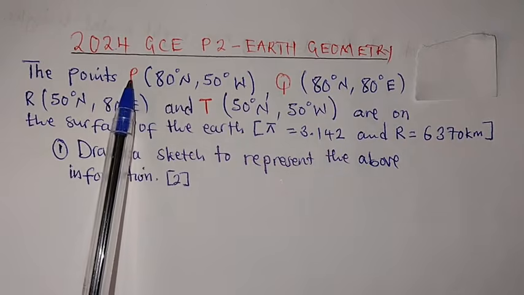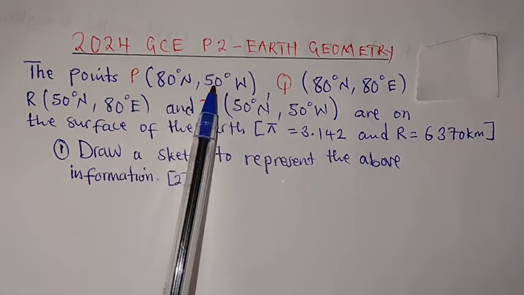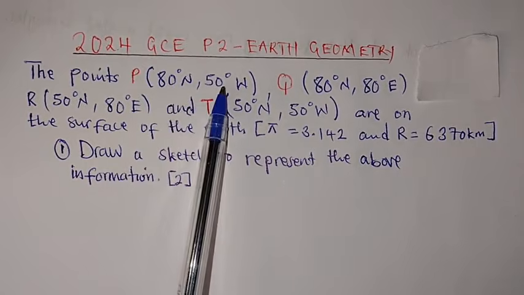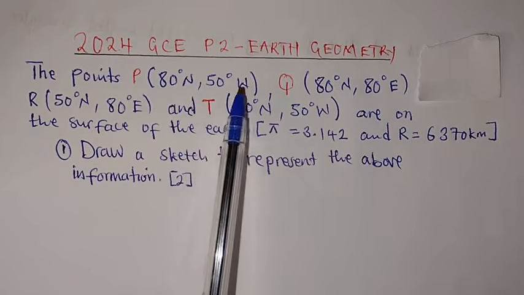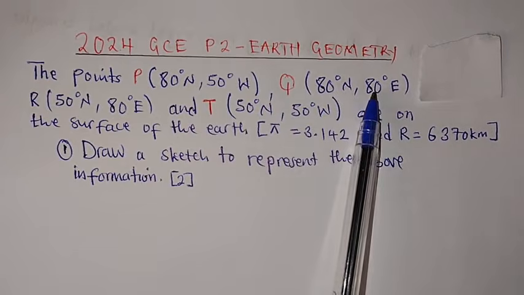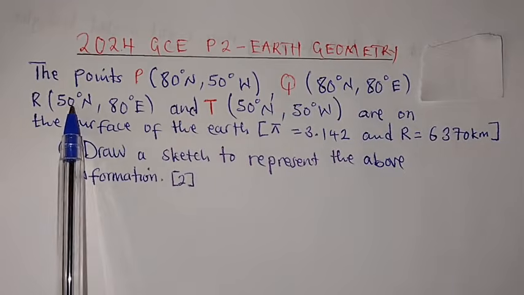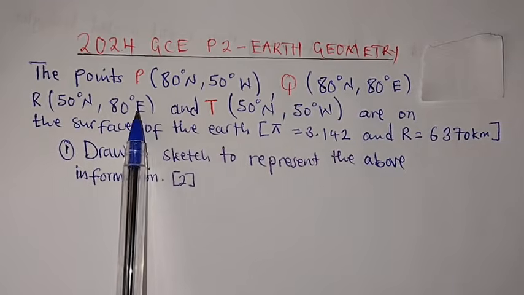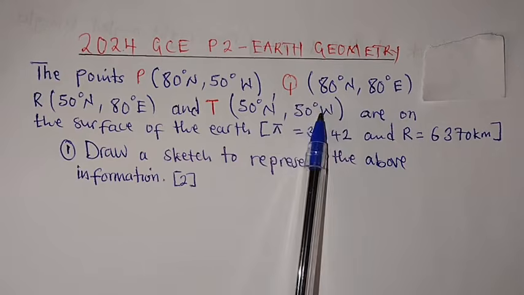So from here, you look at point P. So this P is having these coordinates. So this is latitude, this is longitude. So 80 degrees north, 50 degrees west. Q is having the latitude 80 degrees north and the longitude 80 degrees east. R is having 50 degrees north and 80 degrees east. T is having 50 degrees north and 50 degrees west.